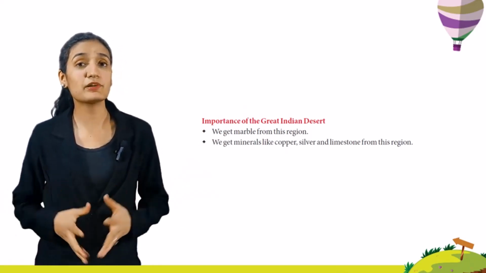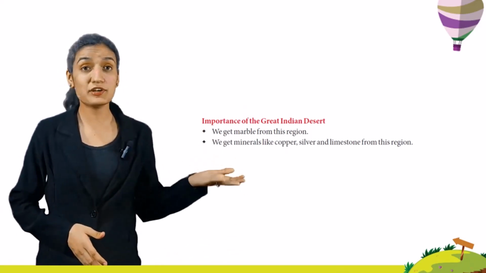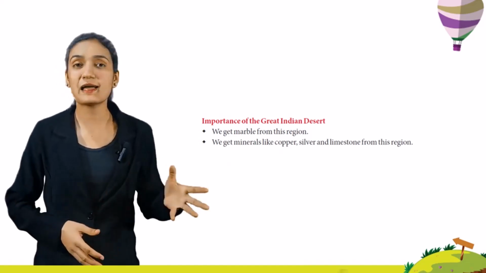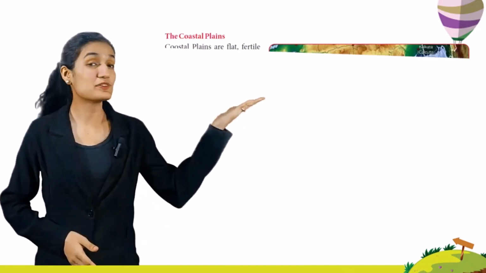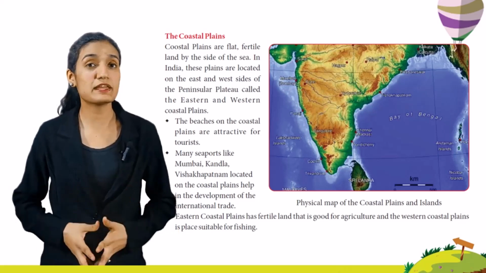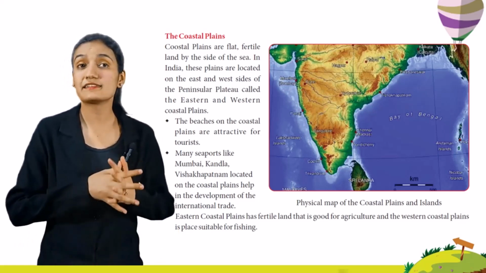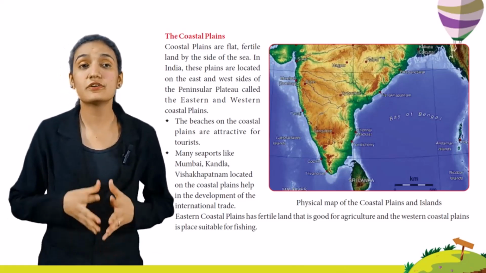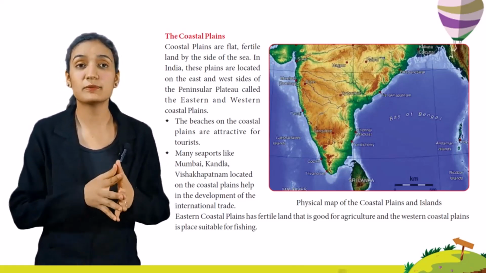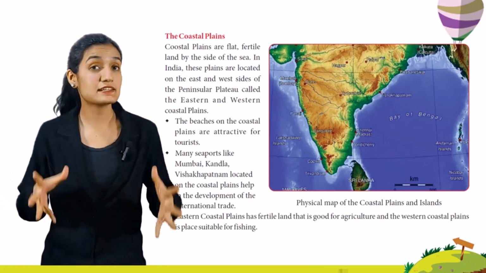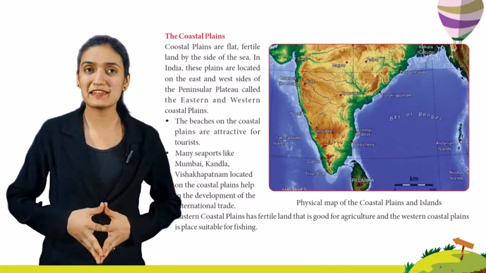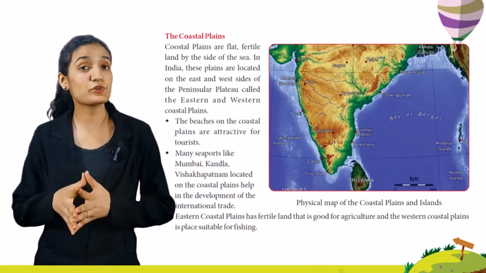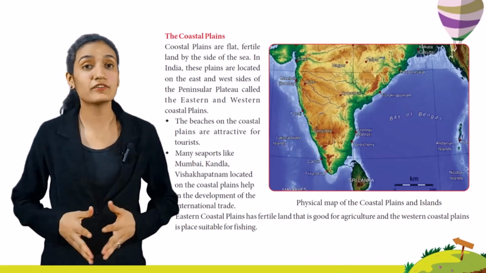We get marble from this region. We get minerals like copper, silver and limestone from this region. Now, the coastal plains. Coastal plains are flat, fertile land by the side of the sea. In India, these plains are located on the east and west side of the peninsular plateau, called the eastern and the western coastal plains. The beaches on the coastal plains are attractive for tourists.